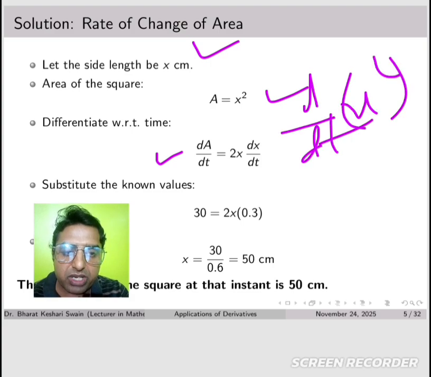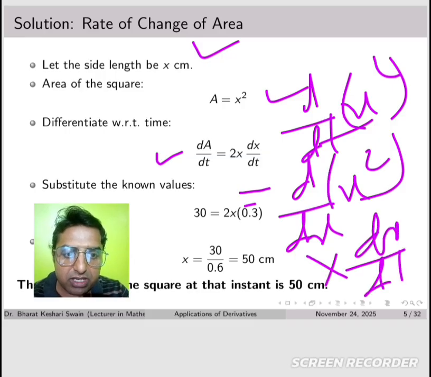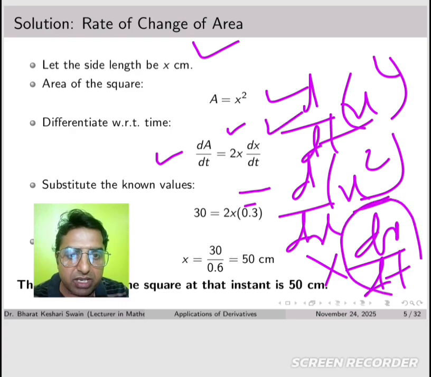So directly we cannot find the differentiation of x square with respect to time, so you have to use the chain rule. That means we can take it as d by dx of x square, then again dx by dt. This is the chain rule we have already discussed. So d by dx of x square means 2x, and dx by dt, so dA by dt is equal to 2x into dx by dt.